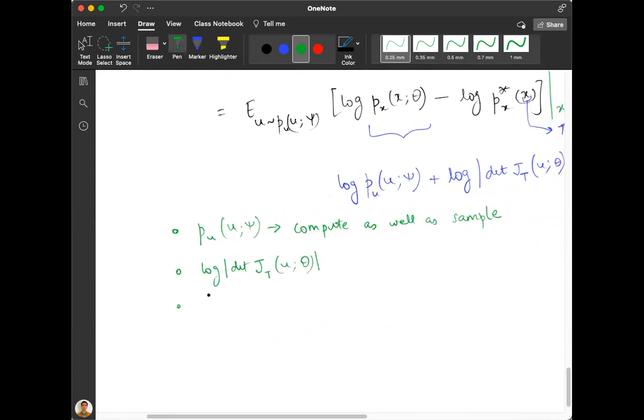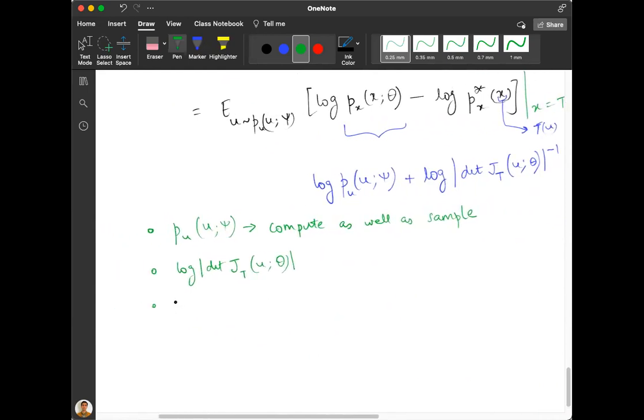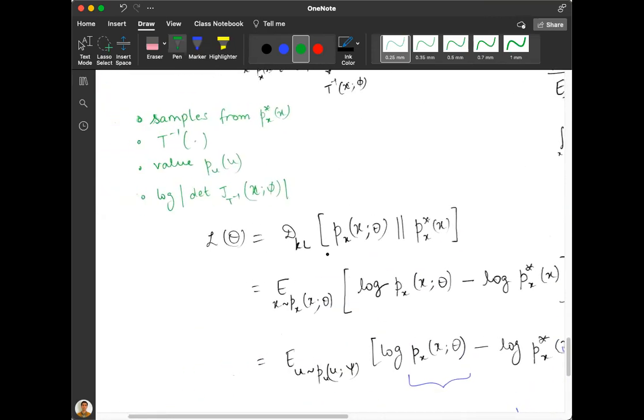So you need this term, and then you also need to compute P star X for a given X. You don't need to sample from this, only compute this. Whereas here you needed samples from this, but you did not need to compute this. So you see now there are two forms of loss function, and both forms are useful in different scenarios.